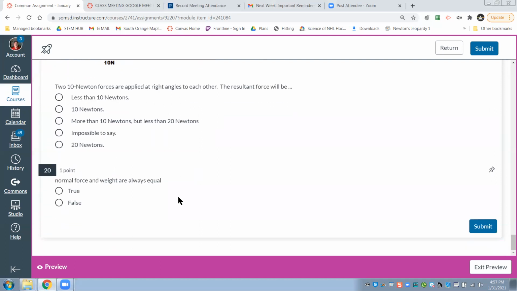Number 20, normal force and weight. Are they always equal? Well, sometimes they're equal. Okay, but what if our surface is tilted a little bit? If the surface is tilted, then the normal force will also be tilted, and it will not balance with weight, which is always straight down. Straight down, right? Weight has to be straight down, but the normal force does not always have to be straight up.